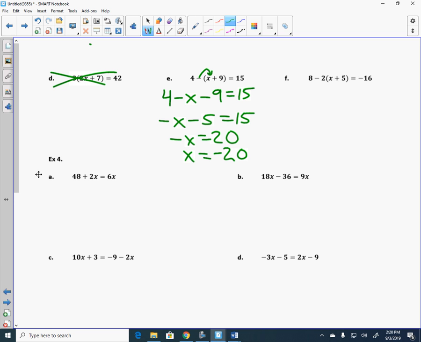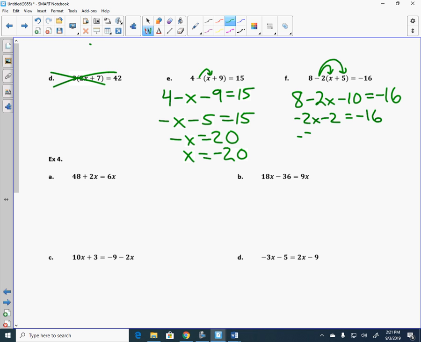Letter F, people might want to do 8 minus 2 first. Can I do that? Why can't I do that? You have to distribute what? 2 or -2? Distribute the -2 through. 8 minus 2x. -2 times 5 is -10 equals -16. I combine like terms. Looks like 8 and -10 gives me -2.